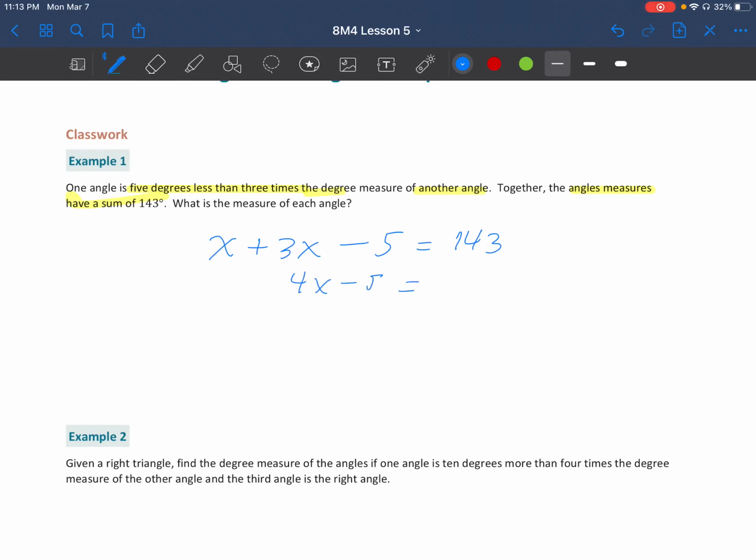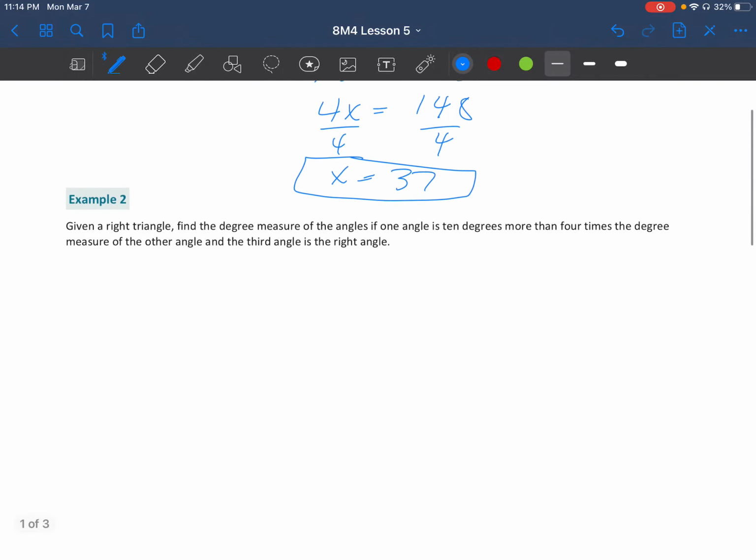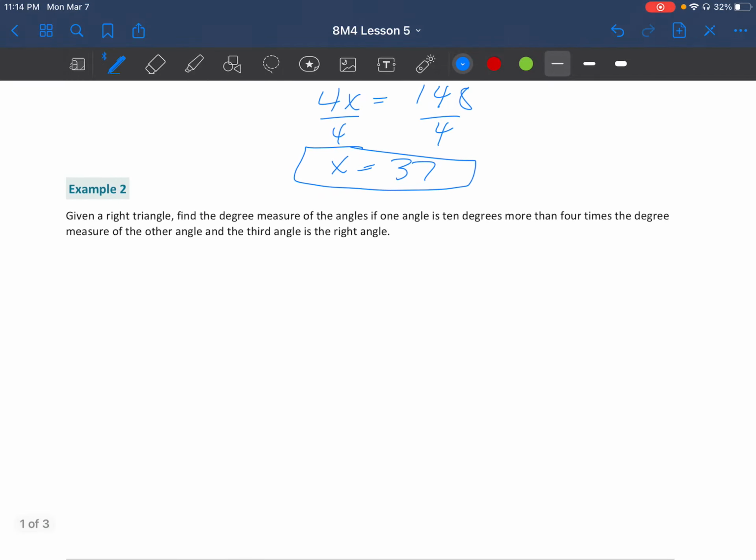So now we can solve this. And we've got 4x minus 5 equal to 143. Plus 5 on both sides. 4x is equal to 148. Then we can divide both sides by 4. X is equal to, if you put that in the calculator, 37. So x is equal to 37.